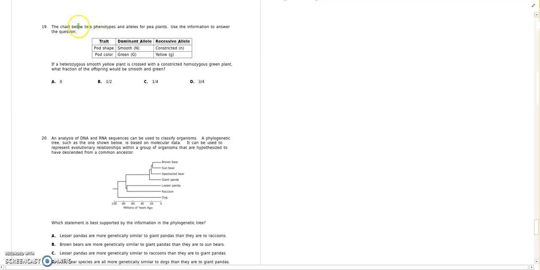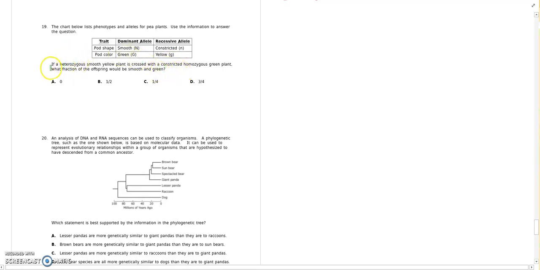Alright, question 19. The chart below lists phenotypes and alleles for pea plants. Use the information to answer the question. Well, they've given me a trait, which is pod shape or pod color, so I'm looking at two different traits. Dominant alleles, recessive alleles are listed here, so smooth and green are dominant. Constricted and yellow would be the recessive alleles.